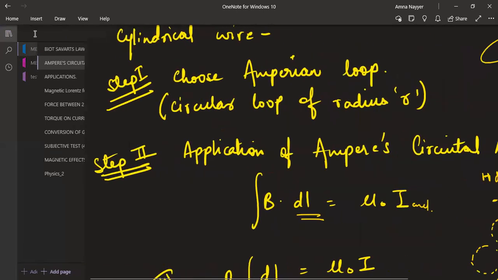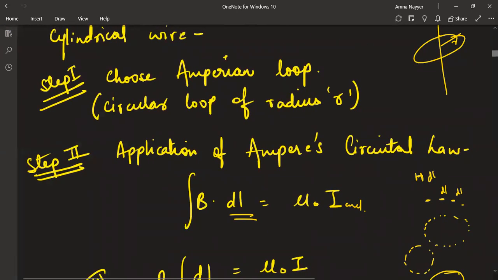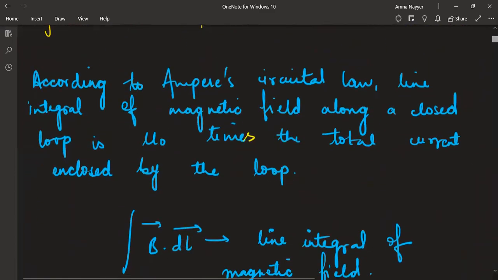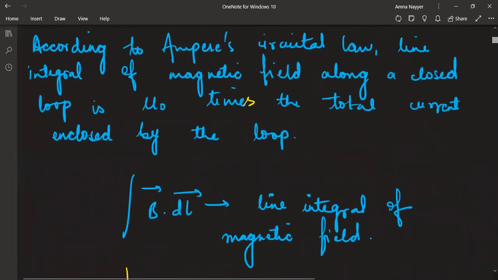Next, you have Ampere's circuital law. Ampere's circuital law is a very short law, and you can be asked to write it in the paper. According to Ampere's circuital law, the line integral of the magnetic field along a closed loop is mu naught times the total current enclosed by the loop. It is very similar to Gauss law. It's like the magnetic version of Gauss law.